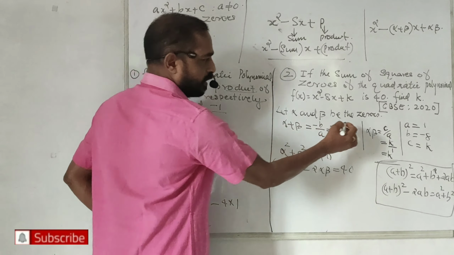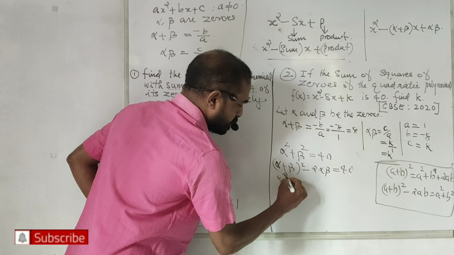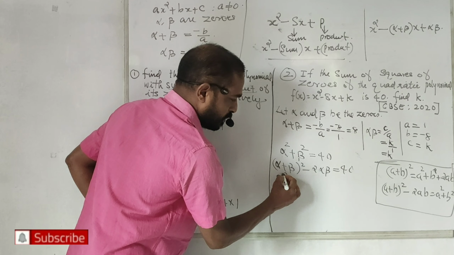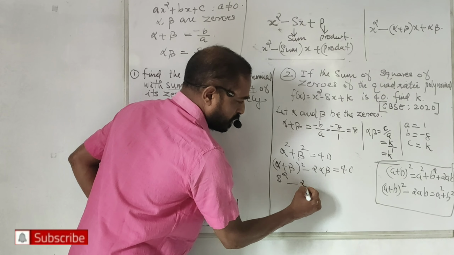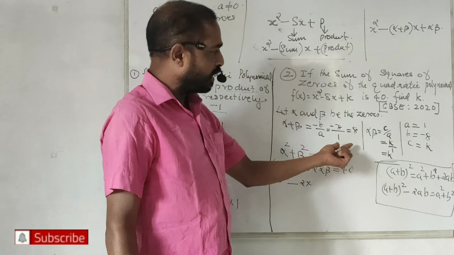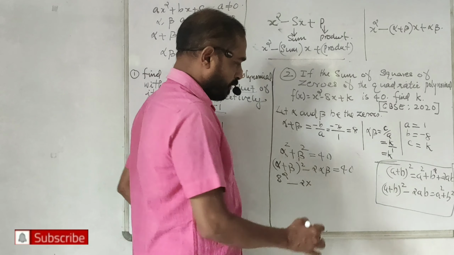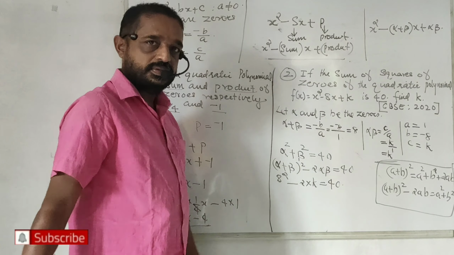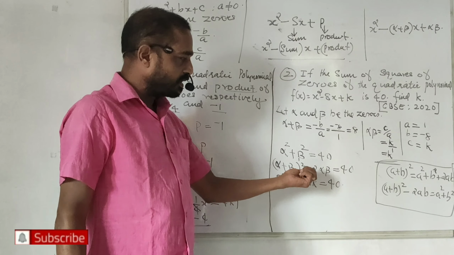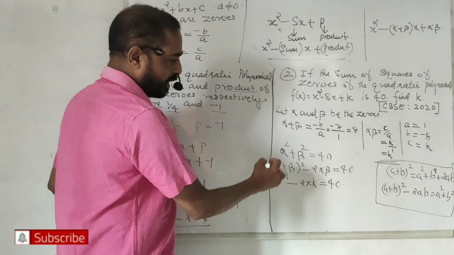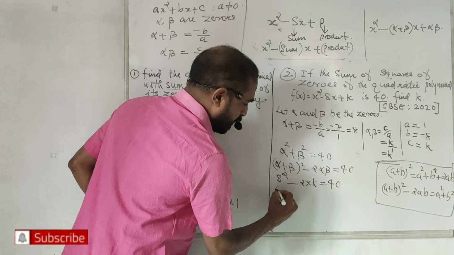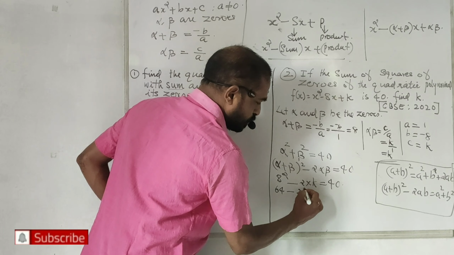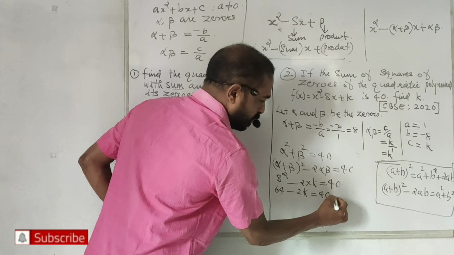What is alpha plus beta? It is 8. Alpha plus beta is 8, so this is 8 square, minus 2 into, what is alpha into beta? Alpha into beta is k, is equal to 40. So this is an equation containing only one variable k. So we can easily find out the value of k. So what is 8 square? 8 into 8, that is 64. Minus 2k is equal to 40.